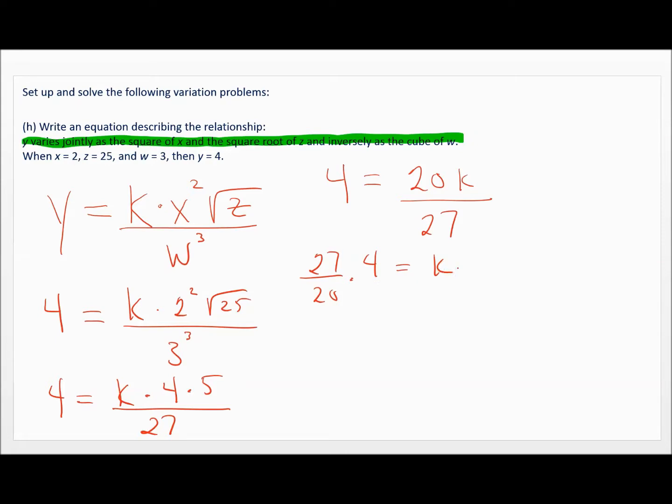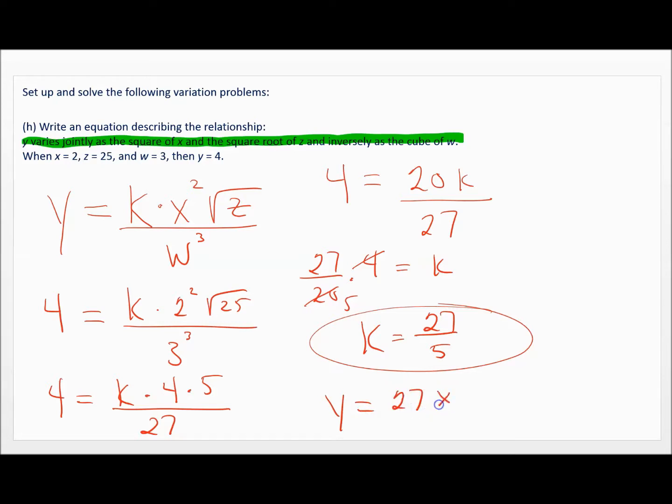I think everybody sees that. Now, I can simplify this fraction, or I can go right to my calculator, but 4 and 20 reduce to leave a 5 on the bottom. So k is 27 over 5. That doesn't reduce anymore. Now, I need this. That's not my answer, but I need it, right? My answer is the equation. It's y equals 27 x squared square root of z divided by w to the third. That's my final result right there.